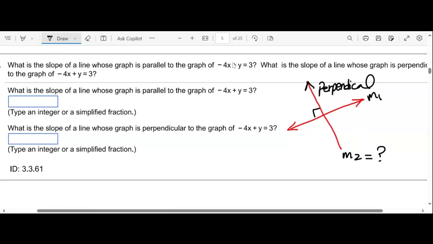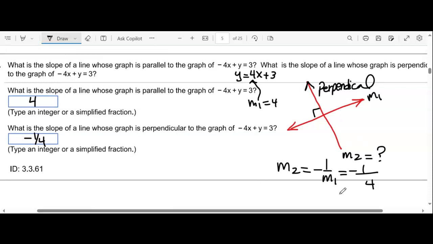How much is slope m1 here? I have to move everything to the other side. So it becomes what? How much is slope m1? 4. So how much is m2? If it's perpendicular, how can I find m2? Negative 1 over m1. How much is m1? 4. So your answer will be negative 1 over 4. Easy as easy.